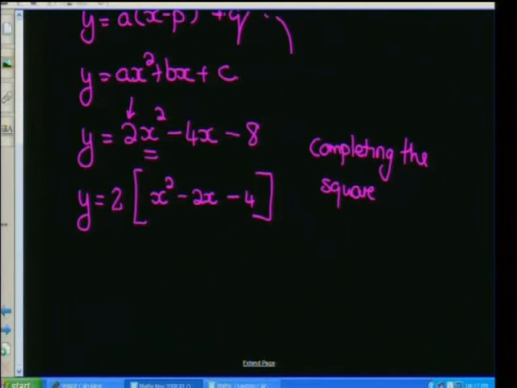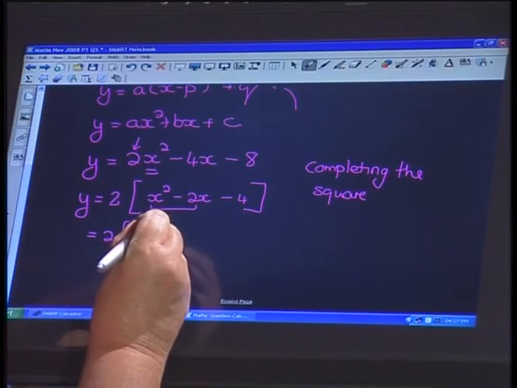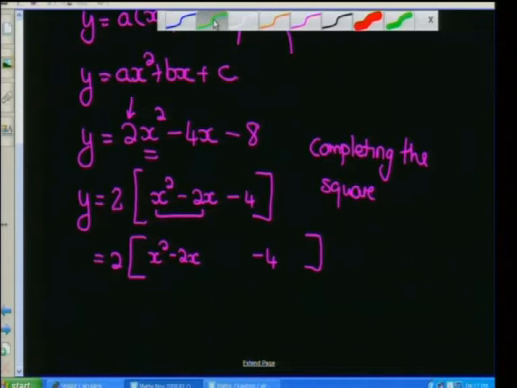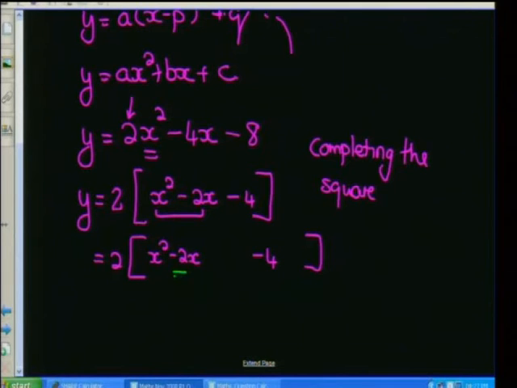Okay. Now, of course, if we multiply out at any stage, we must be able to get back there. Yes, 2x squared minus 4x minus 4. All's looking good. Now, the next thing you would do is take these two and separate them, because what you want to do is complete the square on that. So what I mean by complete the square, we take the coefficient of x, which is minus 2, we multiply by a half, which gives us minus 1, and we square it, which gives us plus 1.